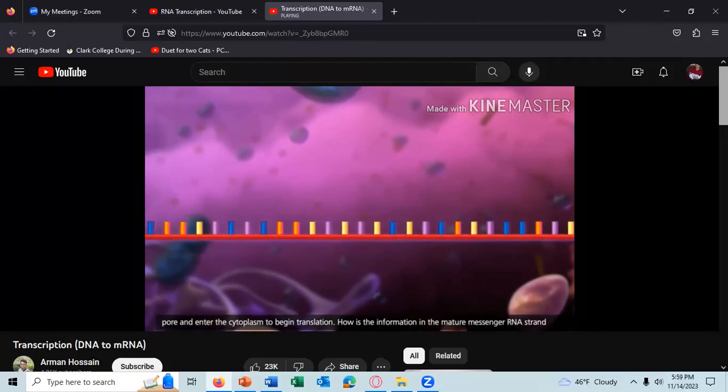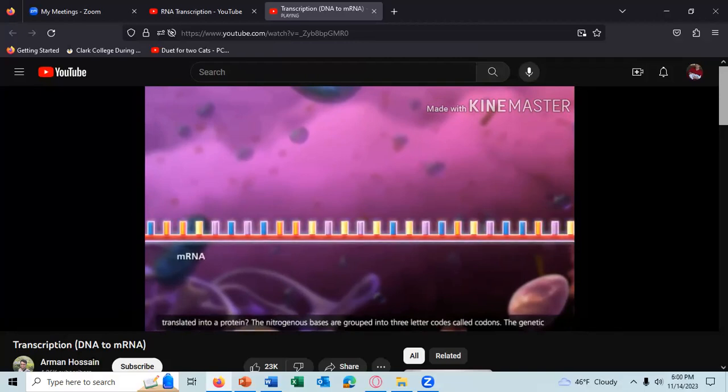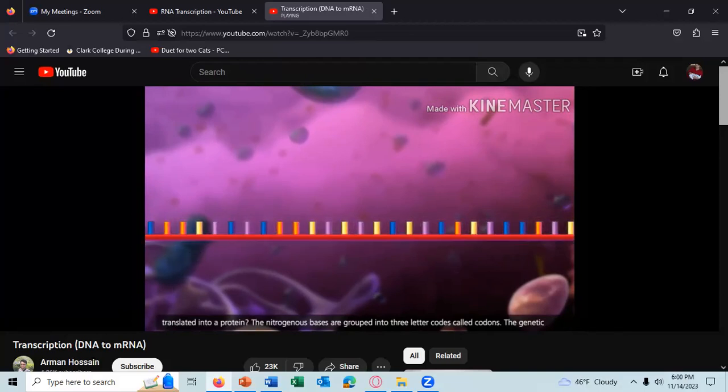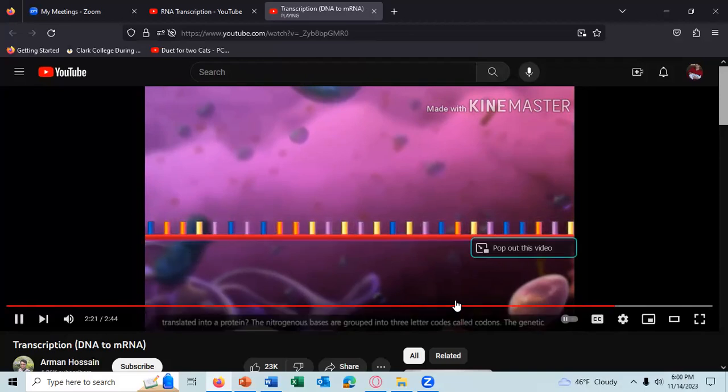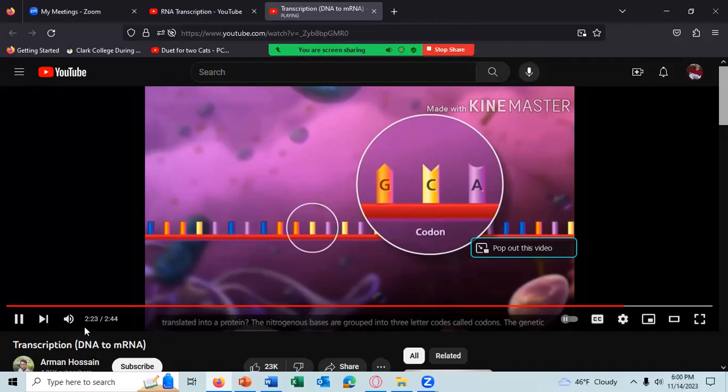How is the information in the mature messenger RNA strand translated into a protein? The nitrogenous bases are grouped into 3 letter codes called codons.